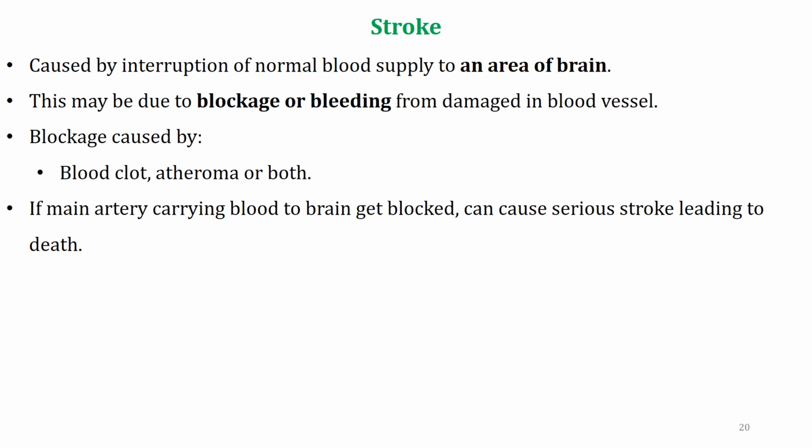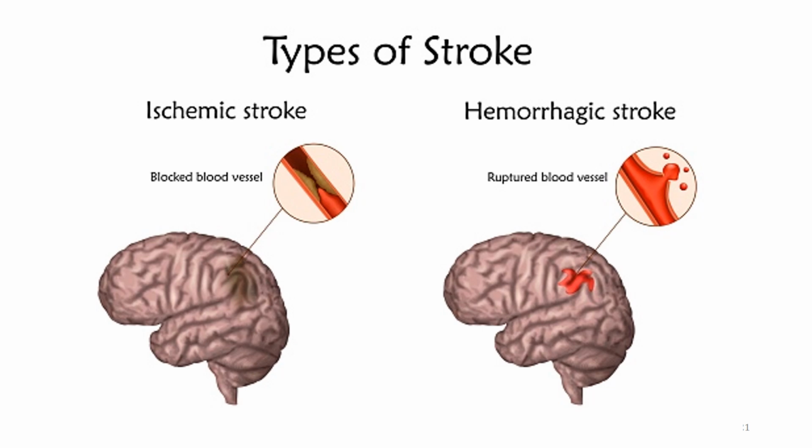A stroke happens when blood flow to the brain is interrupted. This could be due to a blood clot, plaque, or bleeding. If the main brain artery is blocked, it can be life-threatening. This slide shows two types of stroke: a blocked blood vessel and a ruptured blood vessel.